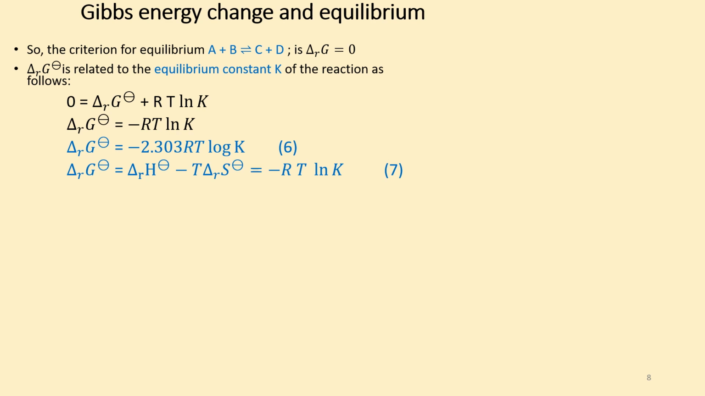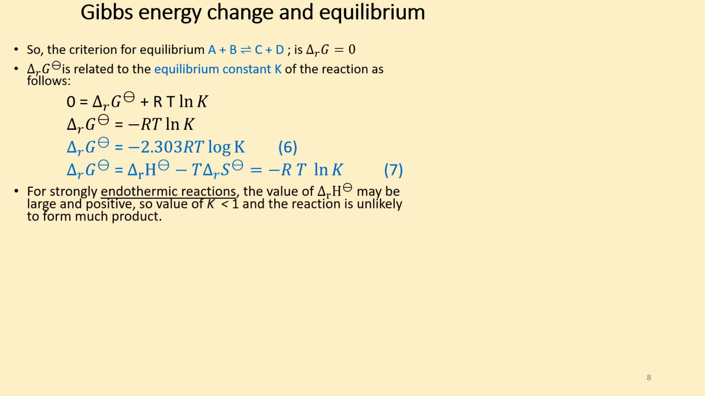So therefore, ΔrG° = ΔrH° − TΔrS°. That is the Gibbs free energy equation, and it is equal to −RT ln K. Combining that with equation number 6: for strongly endothermic reactions, the value of ΔrH° may be large and positive, so the value of K will be less than 1 and the reaction is unlikely to form much product.